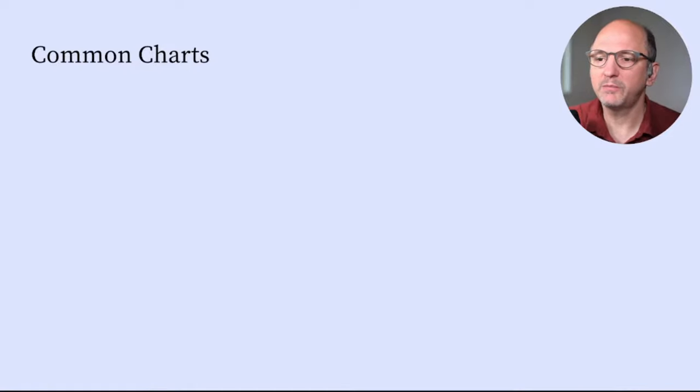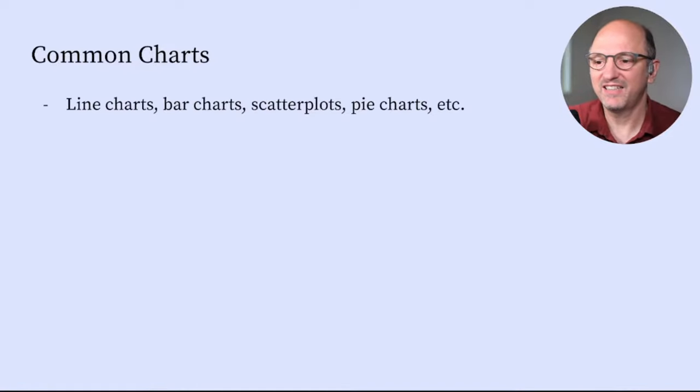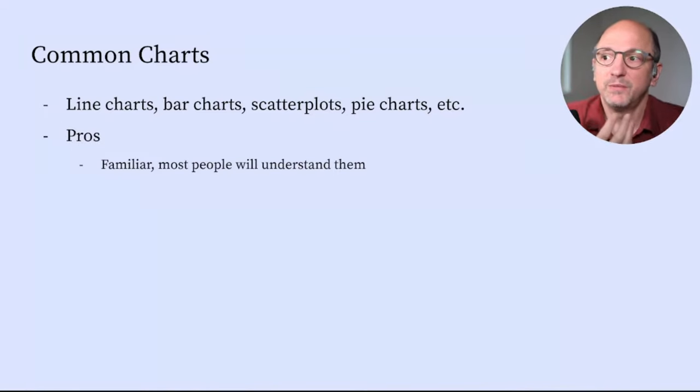All right, so common charts. Those are things that everybody is familiar with: line charts, bar charts, and I guess we could argue about scatter plots, pie charts, things like that. There are lots of charts that are common and that people use all the time, and there's nothing inherently wrong with that. In fact, it's really helpful to have those because they are familiar. People understand them, or at least they recognize them. They will see a bar chart or a line chart and not be intimidated by that. That's a good thing, and hopefully they will also understand how to read it.